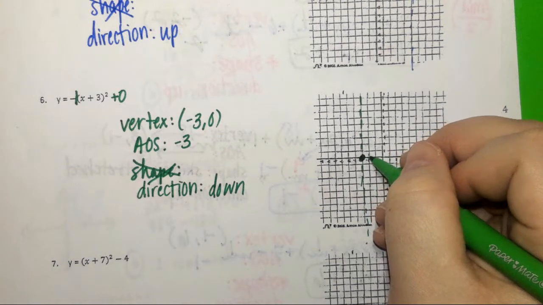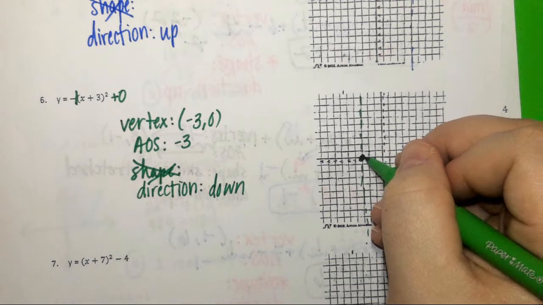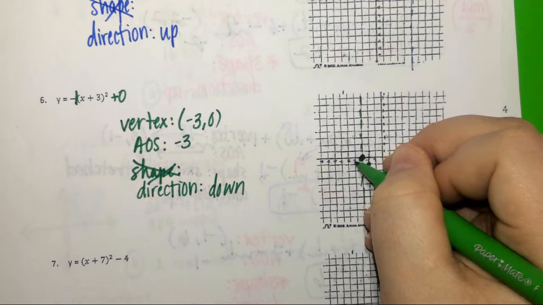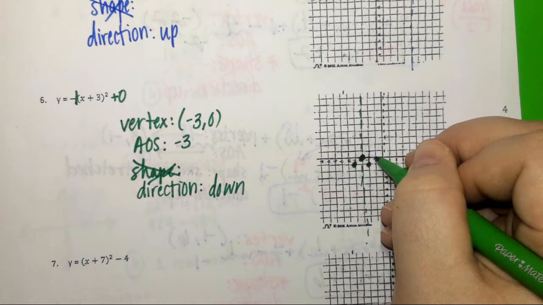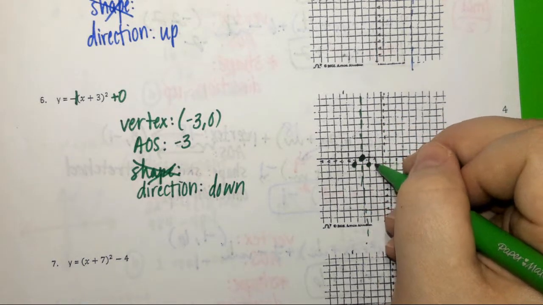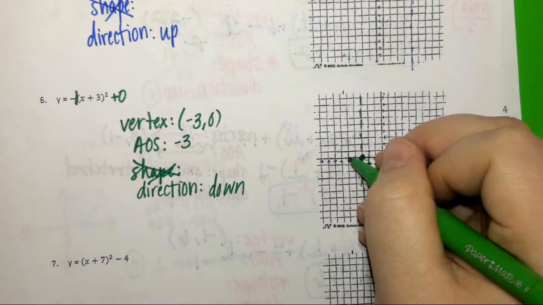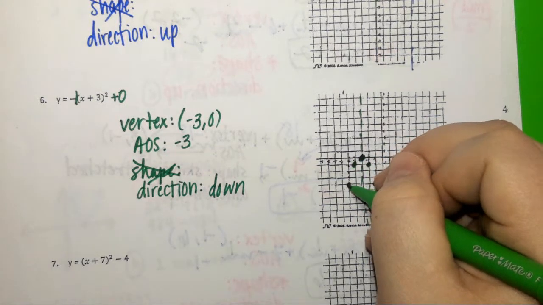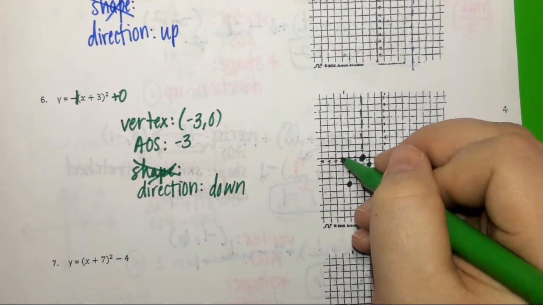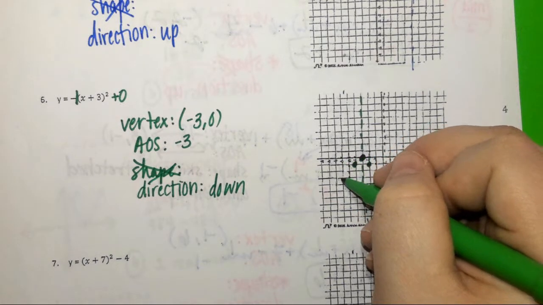It's going down, so when I go over 1, instead of going up 1, I go over 1, down 1. When I go over 2, instead of going up 4, I go over 2, down 4. I think I have enough room to even go over 3, down 9.